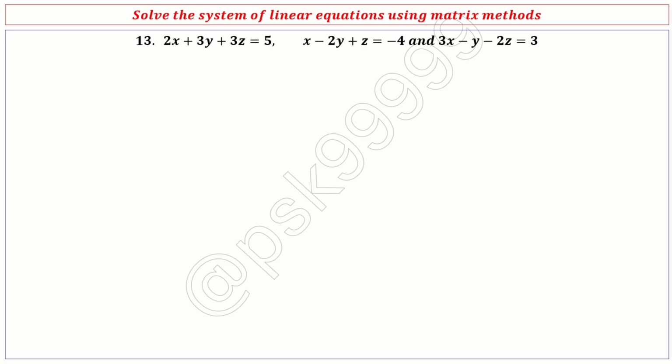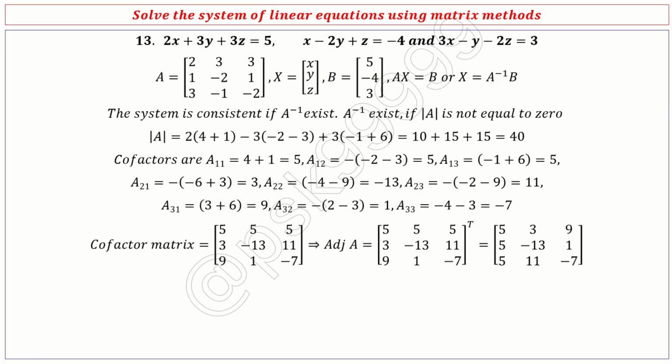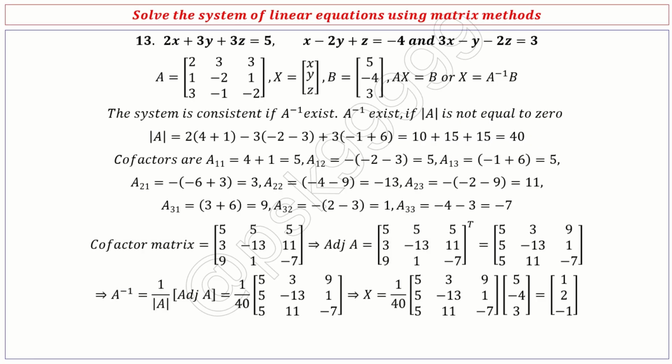Another three variable system of linear equations is given. Three equations are given. You will form the matrices A, X and B. X is A inverse B. Find out A inverse, and then multiply with B. This is my A inverse. Multiply with B. You will get X, which is 1, 2, minus 1, which means x is 1, y is 2 and z is minus 1.